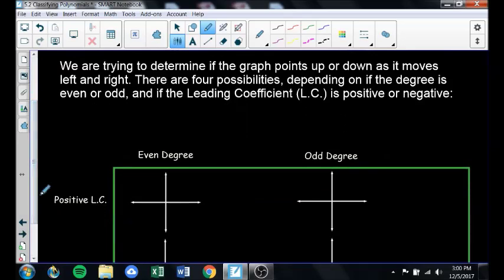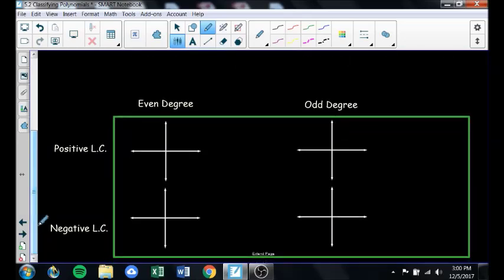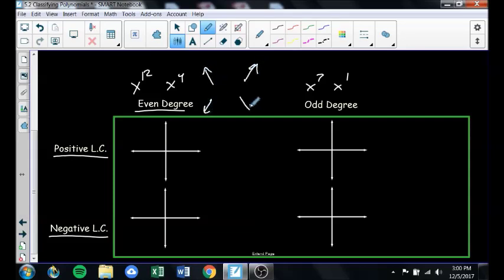So there's these two components. And there's really 4 possibilities: up and left, down and left, up and right, down and right. And there's these 4 categories. It could be an even degree, like x to the 4th or x to the 12th, or an odd degree, like x to the 7th or x to the 1st. And you could have a positive leading coefficient or a negative leading coefficient. Even degreed functions always point the same direction.